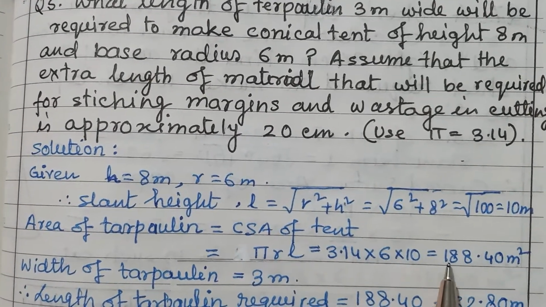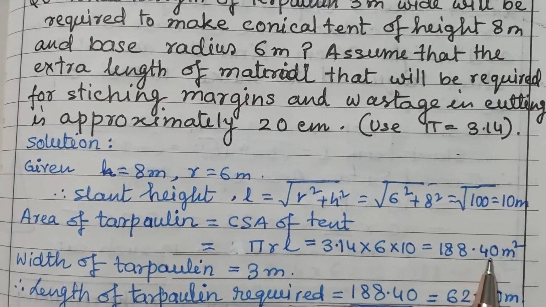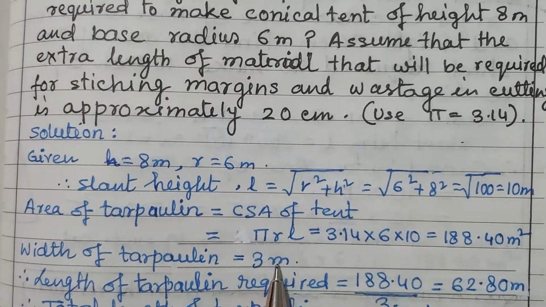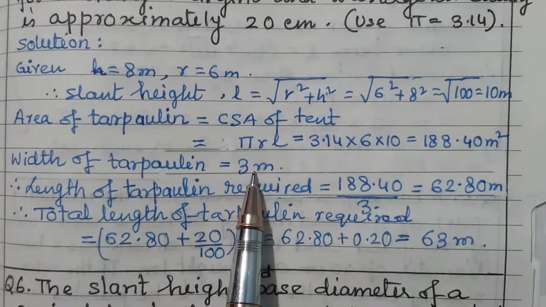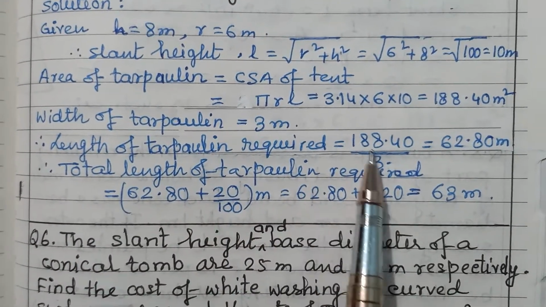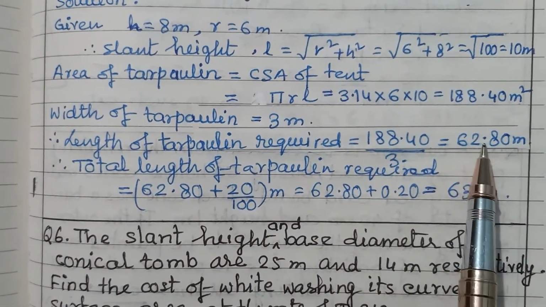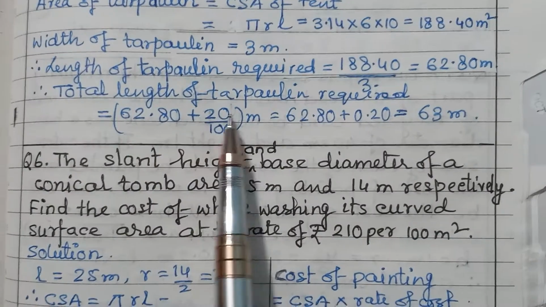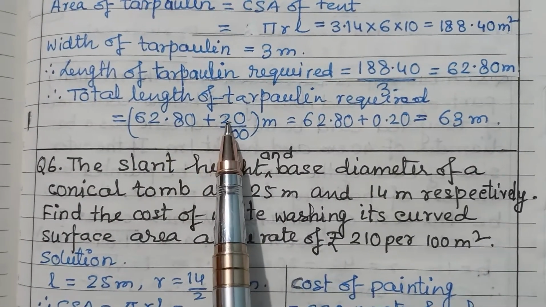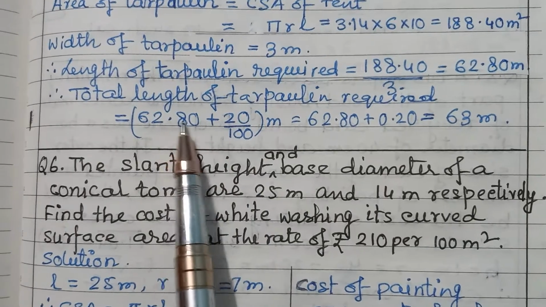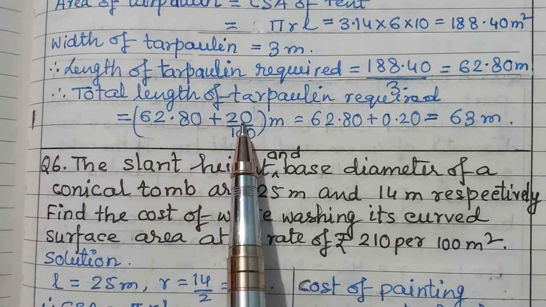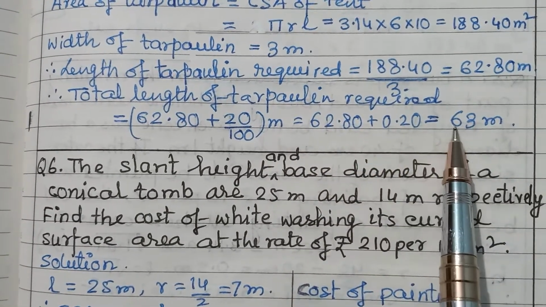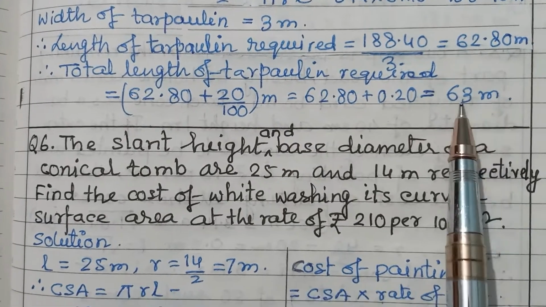Pi RL, it is 40 pi meter square. Now the width of the tarpaulin is 3 meter. So the length is area divided by width. So area divided by width, it is 62.80 meter. Now extra 20 centimeter, you have to change into meter because this one is in meter. So 62.80 plus 0.20, it is 63 meter. So the length of the tarpaulin is 63 meter.